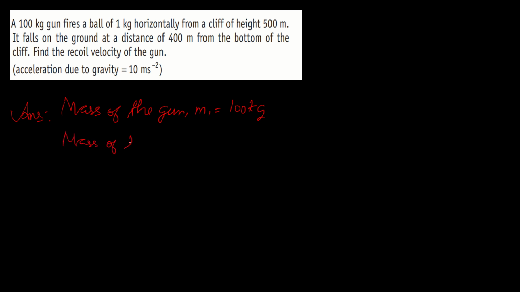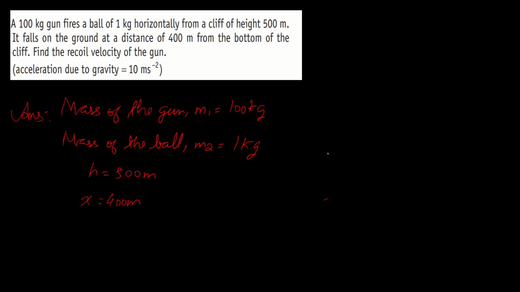Mass of the ball, m2, which is equal to 1 kilogram. Okay. What is the height of the cliff? Height of the cliff is h is equal to 500 meter. Okay. What is the horizontal distance traveled by the ball? Horizontal distance traveled by the ball, I'm denoting it as x. x is equal to 400 meter.